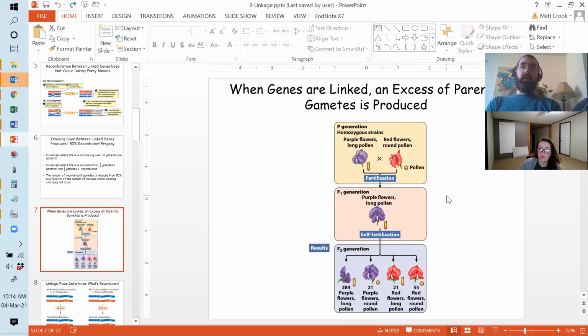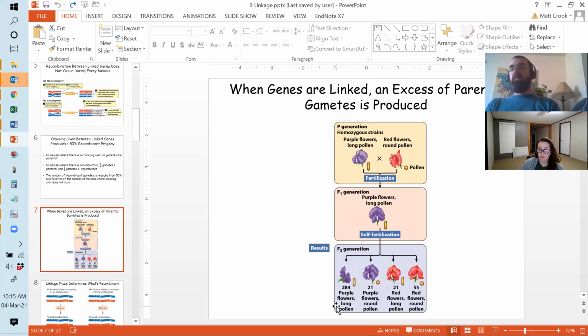So normally in a classic independent assortment dihybrid cross type deal, these traits would be on different chromosomes, and so you just get different combinations, essentially, of alleles from your F1, right? That's why you get these different combinations of phenotypes. However, they are still caused by different genes, but now they're not behaving independently, right?